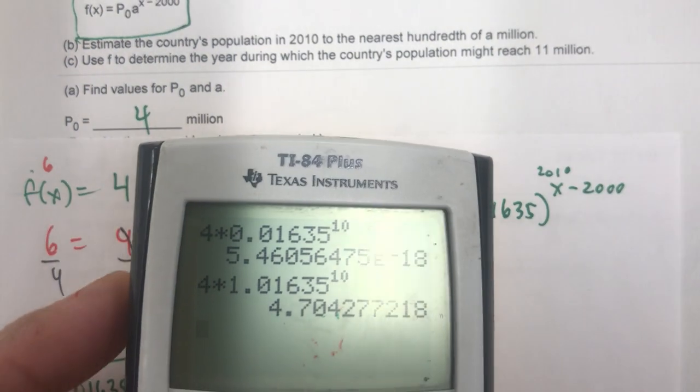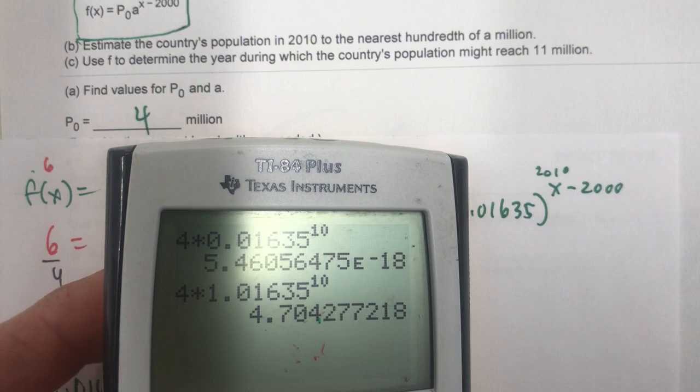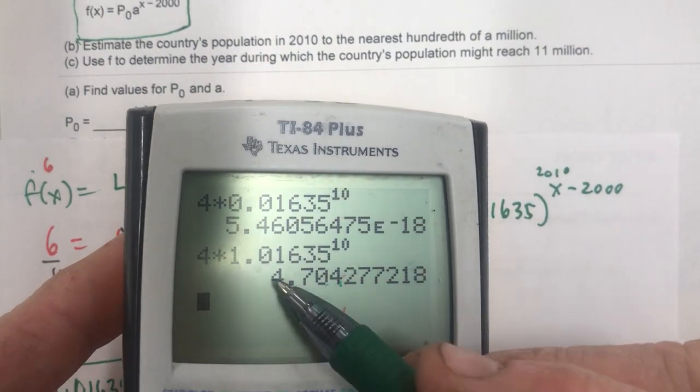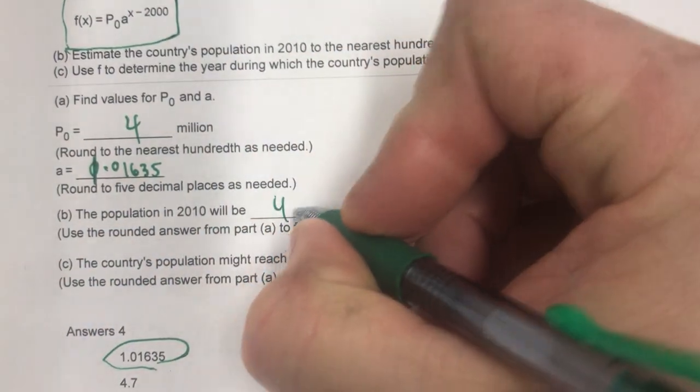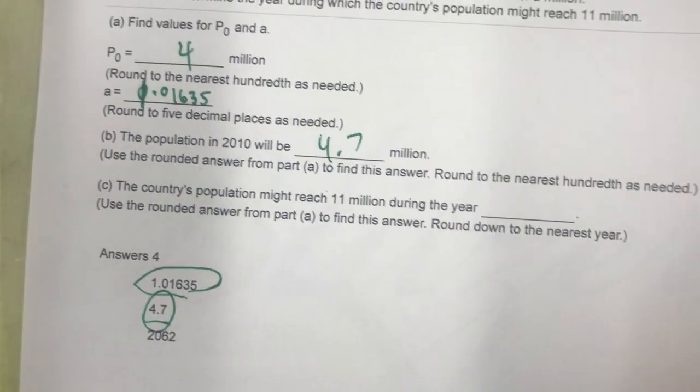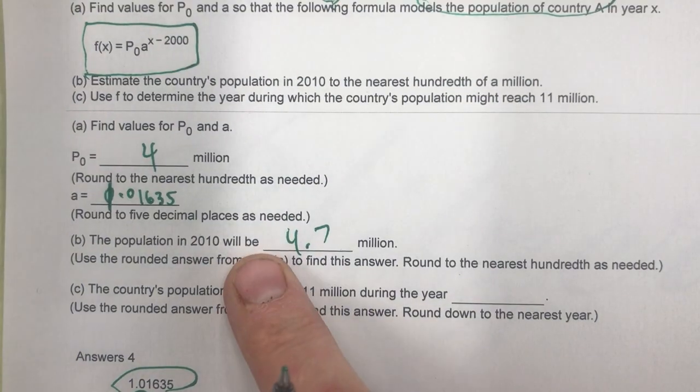I can't see when I'm doing this. There's a big old glare on the calculator and everything. But there it is right here, 4.7. That's what the answer is. You see it right here, 4.7. So it's going to be 4.7 million in 2010.